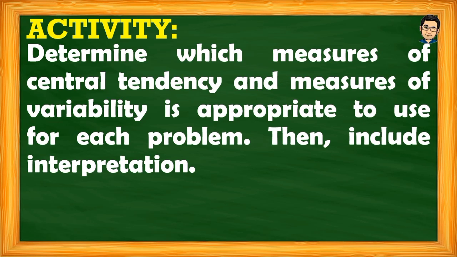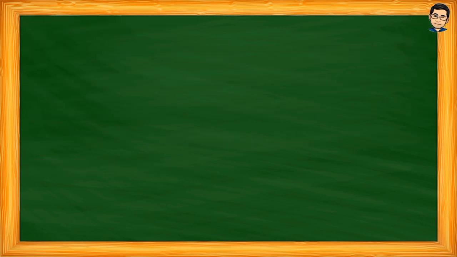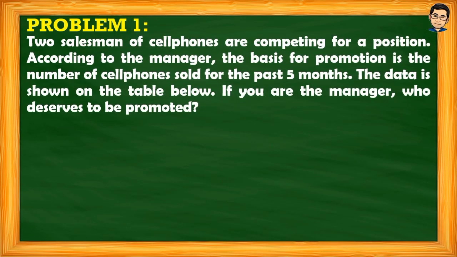Determine which measures of central tendency and measures of variability is appropriate to use for each problem. Let us have problem number 1. Two salesmen of cell phones are competing for a position. According to the manager, the basis for promotion is the number of cell phones sold for the past 5 months. The data is shown in the table below. If you are the manager, who deserves to be promoted?